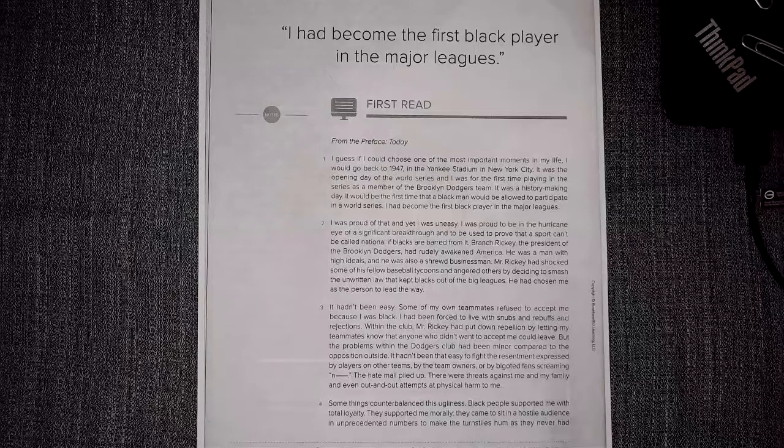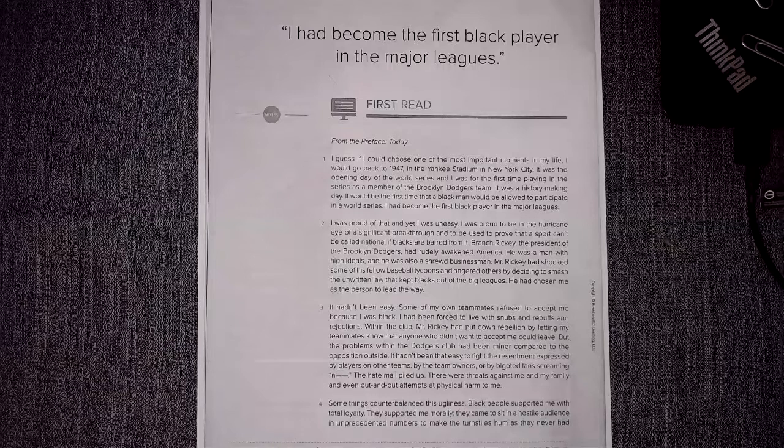It hadn't been easy. Some of my own teammates refused to accept me because I was black. I had been forced to live with snubs and rebuffs and rejections. Within the club, Mr. Rickey had put down rebellion by letting my teammates know that anyone who didn't want to accept me could leave. But the problems within the Dodgers club had been minor compared to the opposition outside. It hadn't been that easy to fight the resentment expressed by players on other teams, by the team owners, or by bigoted fans screaming. The hate mail piled up. There were threats against me and my family, and even out-and-out attempts at physical harm to me.